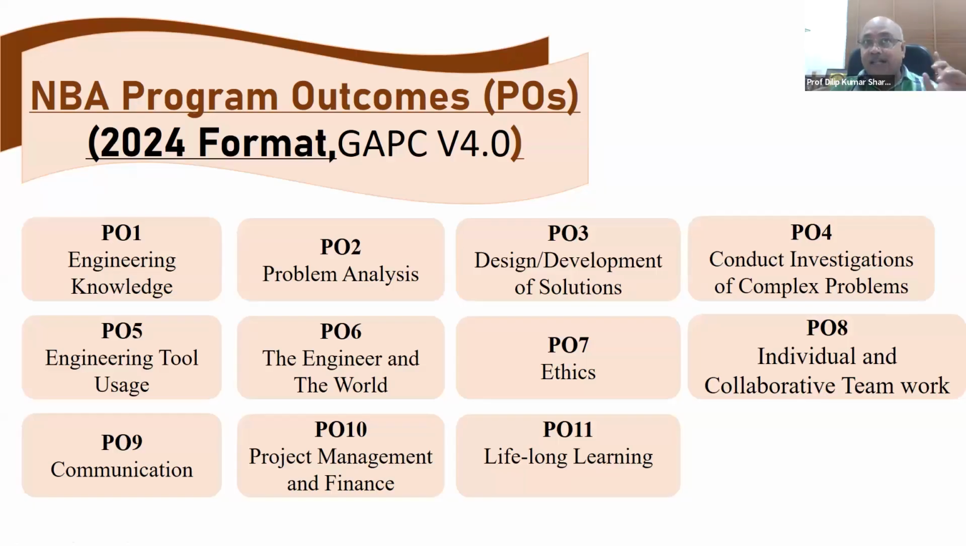Now we have 11 graduate attributes and the same names are there. You can see on the slide. Graduate attribute 1, program outcome 1. Graduate attribute 2, program outcome 2. Graduate attribute 3, program outcome 3. Graduate attribute 4, program outcome 4. Like that. I think you all are going to agree on that part. You are seeing? Yes. Same.